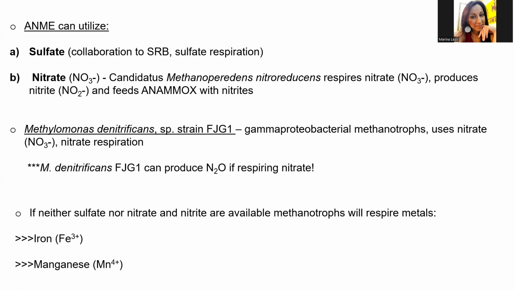The exception of them is FJG1, which is called Methylomonas denitrificans, the one that is unique by producing nitrous oxide. The reason why I like it is because it was actually discovered in our university and lab where Brittany and I work. If nothing is available, methanotrophs will respire metals, iron and manganese.